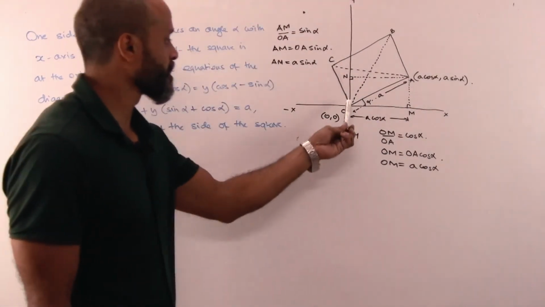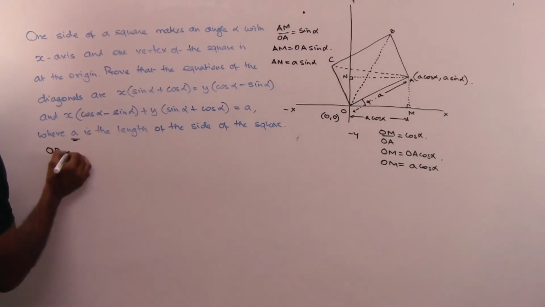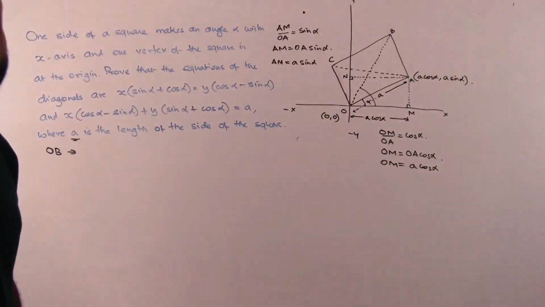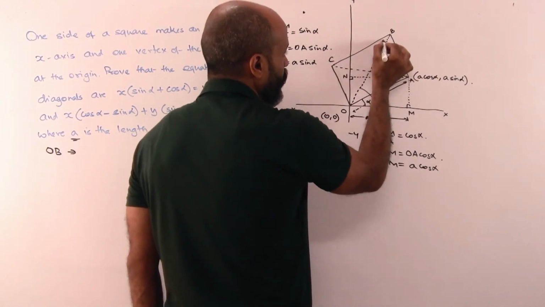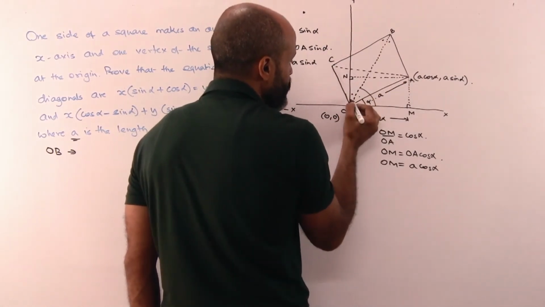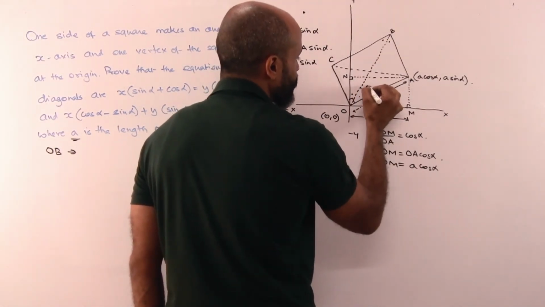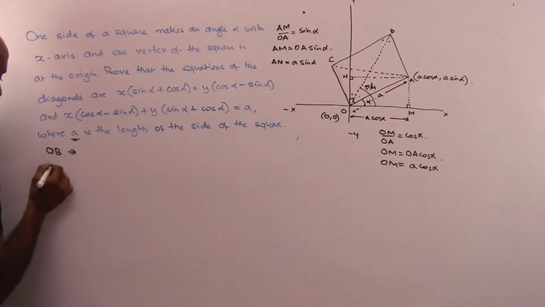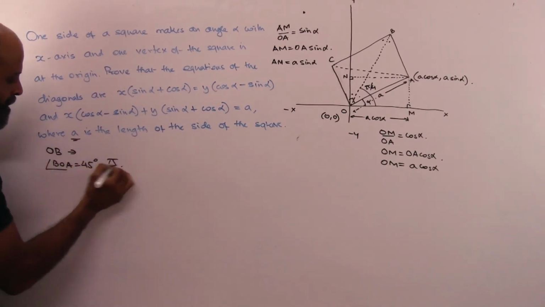So let's take this OB first. Now in case of line OB, what will be this angle? This is the angle which it is making with the positive direction of x-axis. We know that diagonals of a rectangle or a square bisect the opposite angles. We know that this is 90. So obviously this angle will be 45 degrees, which can be written as pi by 4. So in OB, angle BOA will be equal to 45 degrees, that is pi by 4.